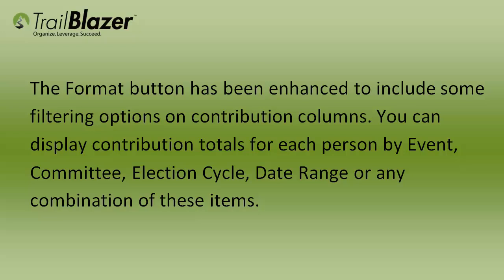Trailblazer allows you to customize the list display through use of the Format button. We've added about a dozen or so new columns that allow you to do a little more customizing or filtering of the results that you may want to pull in. They are related specifically to the contribution table, and you can filter the column data by event, committee, election cycle, date range, or any combination of those items. Let's take a look at how that's done.